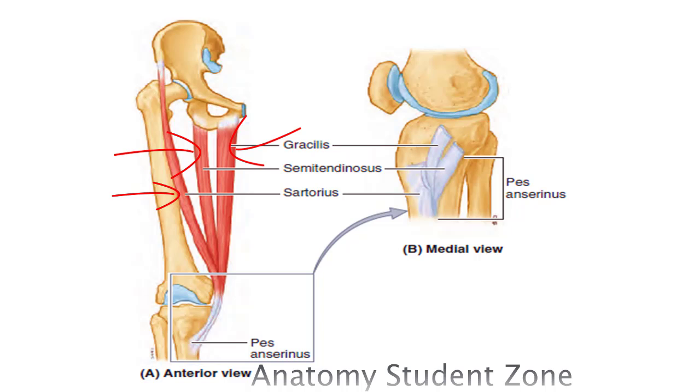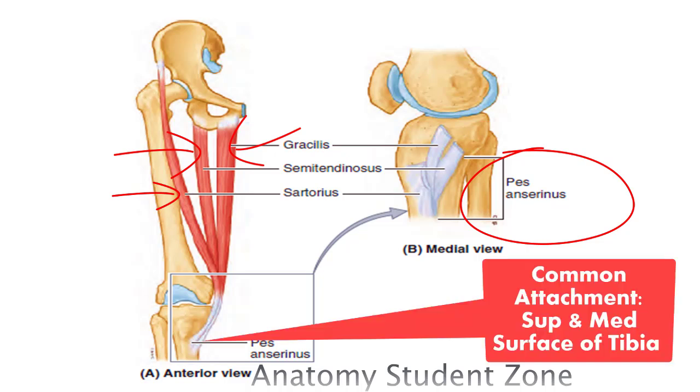So gracilis joins the above two muscles, and we know each compartment has its own nerve supply. So these muscles are innervated by three different nerves, but they have a common attachment or insertion point. And you should remember that this common insertion point is onto the superior part and medial surface of the tibia bone, as you can see here in this image.